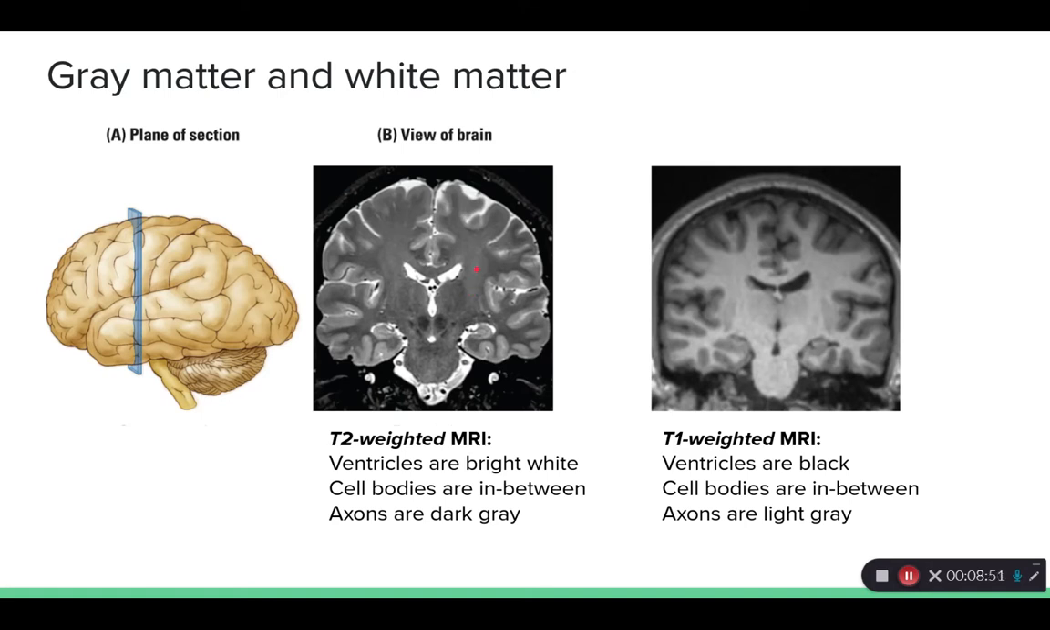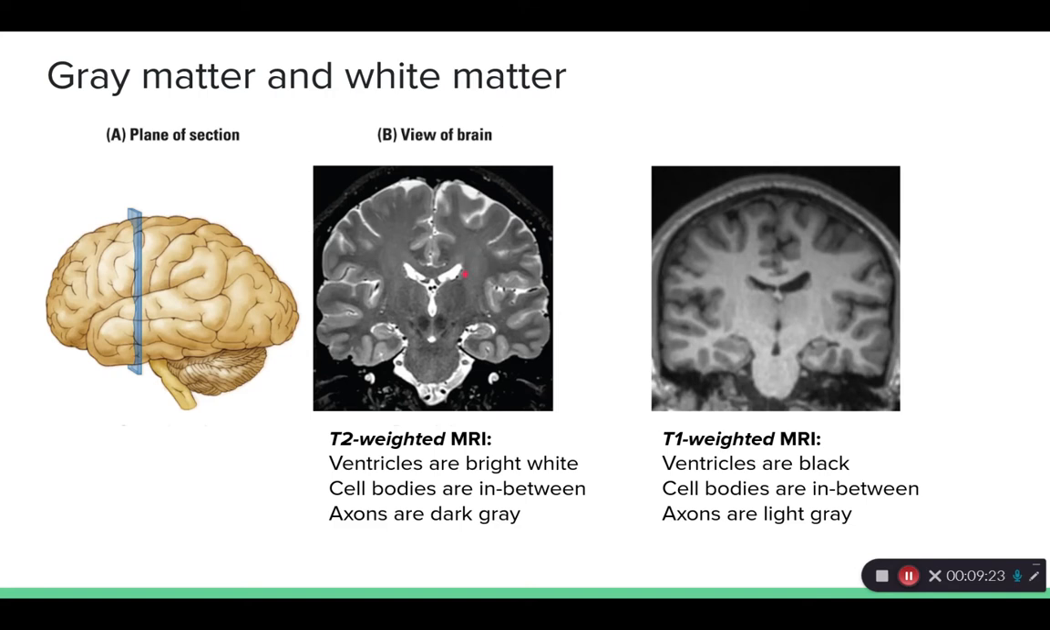Now, what is this other stuff in here? Well, as it turns out, these are axons, and in fact, this is white matter. This is axons coming from these neuronal cell bodies here that live in the cortex. And in a T1 weighted MRI, the axons show up as this light gray color, and they're significantly darker in the T2 weighted image.